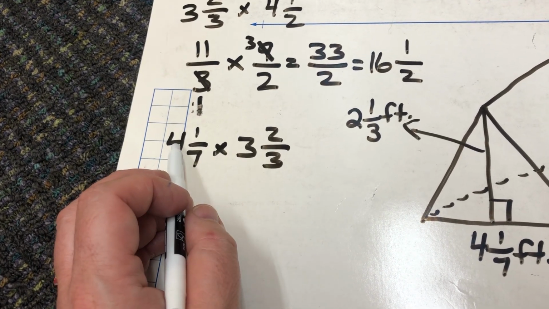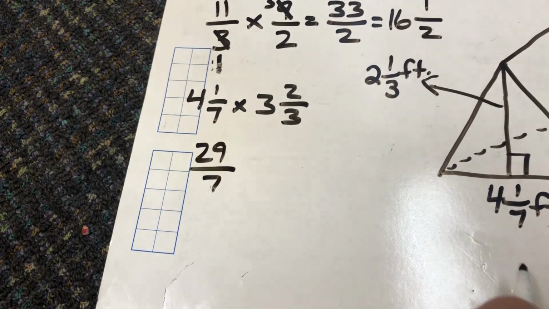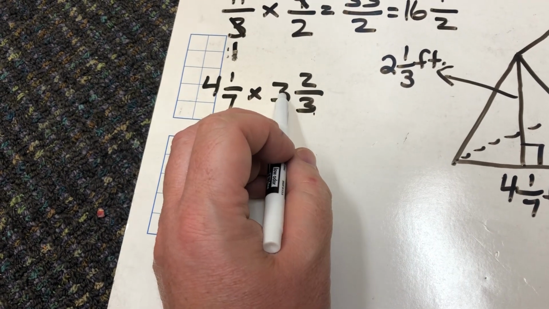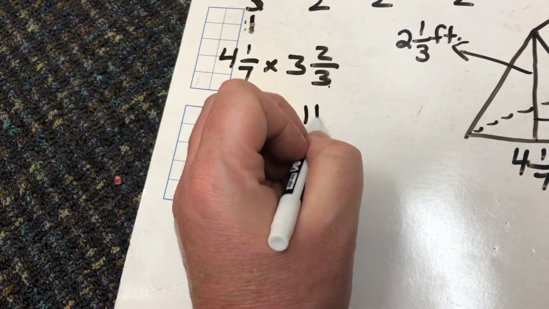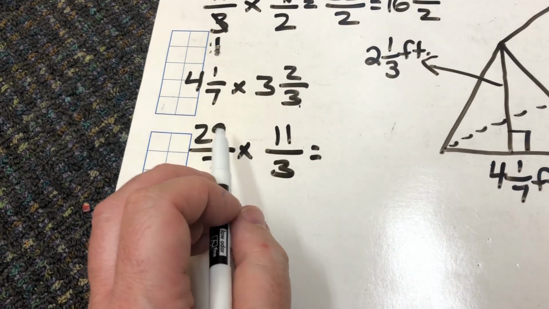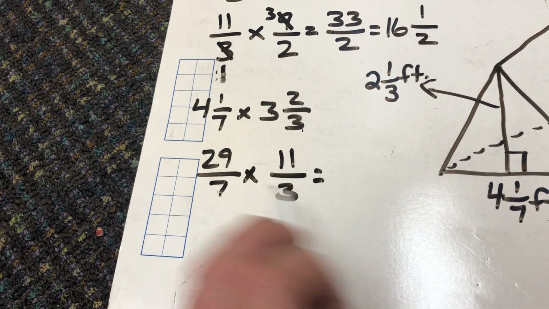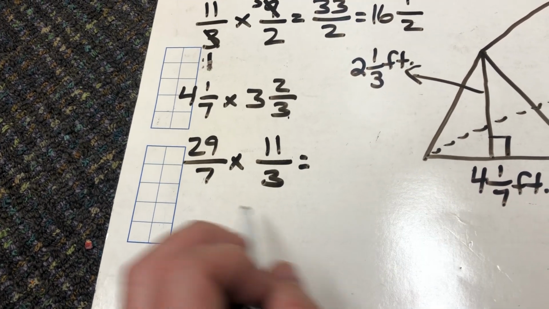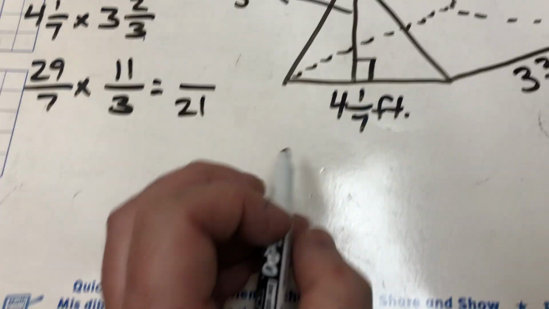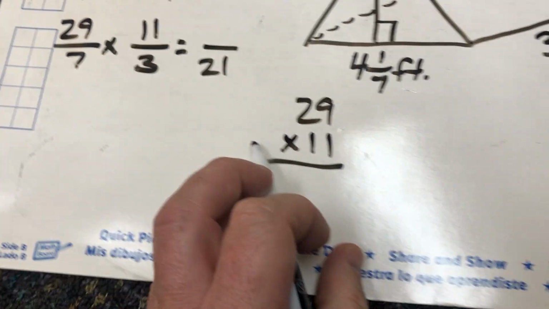7 times 4 is 28, plus 1 is 29. That's going to become 29 over 7. Okay? 3 times 3 is 9, plus 2 is 11, 11 over 3. Well, nothing besides 1 can go into both 29 and 3. Nothing besides 1 can go into both 7 and 11. So, well, I know that 7 times 3 is 21. If I come over here and do 29 times 11, sometimes I'm going to have to do some scratch work.